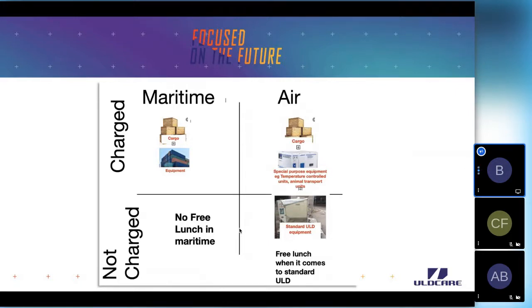So if we look at this matrix, we've got maritime and air across the top, and we've got charged and not charged down the side. So when we look at maritime, there's demurrage charges for cargo and there's detention charges for the equipment. On the air side, for cargo, there's still demurrage. If you leave your boxes of cargo in an air cargo terminal more than the 3 days, you will be charged. And also special purpose equipment, such as temperature controlled ULD, animal transport units, anything in that area, they will be charged if you keep them too long.